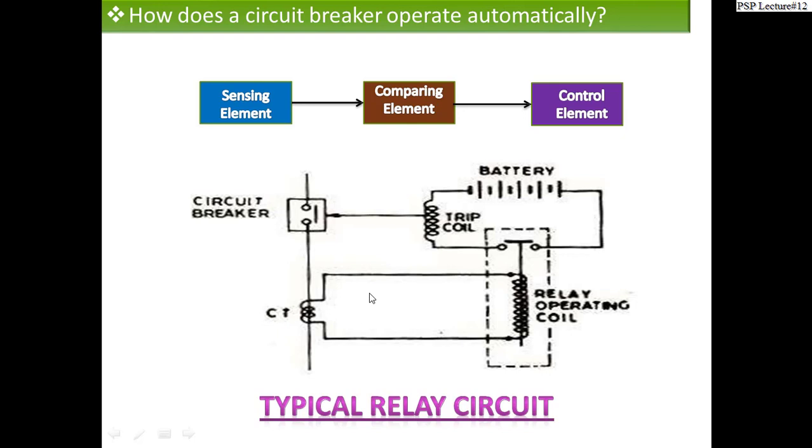Very simple. The first information we get is from the CT, that is, the output of the CT, which portrays the actual magnitude of the current flowing in the circuit, maybe in the normal position or maybe during the fault condition. The normal current is below a certain level, which cannot energize this electromagnetic relay operating coil to pull that switch downward. But when the current increases beyond a certain level, this electromagnetic pull is enough to close the battery contacts.